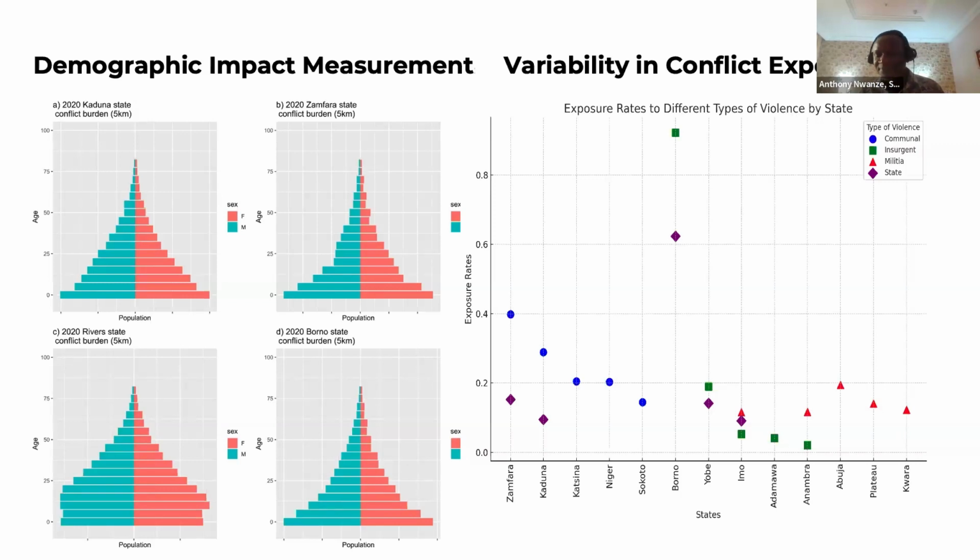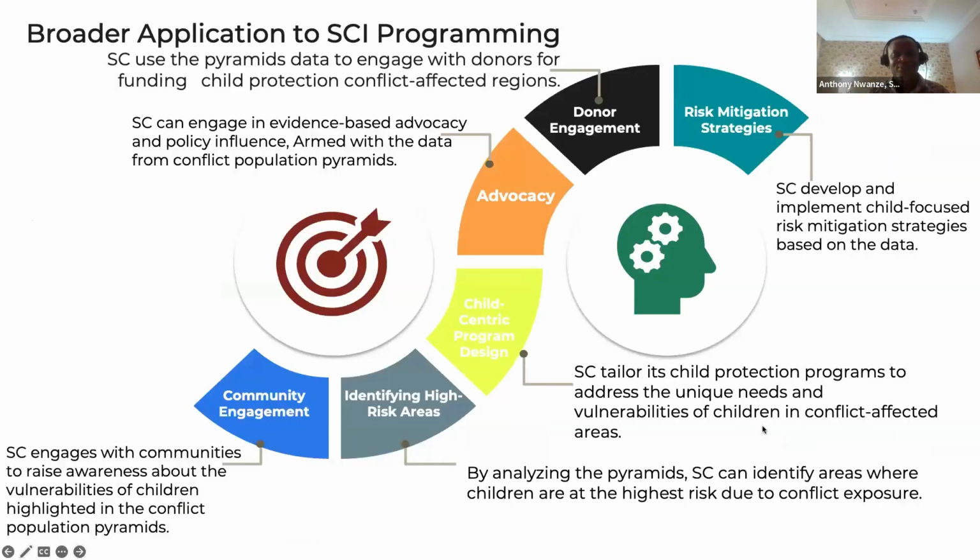The next slide, please. So I'll just quickly talk about the broader application for us who are consuming this data. This data can help us with community engagement. It can help us identify high-risk areas, and you can plan for anticipatory action because you have this information. Having both the conflict exposure measure and the population pyramid helps you to have a child-centric design.